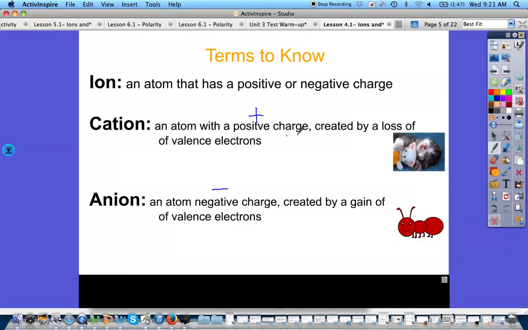So cation and anion. A cation, you take the positive sign and you make a little cat out of it. Positive cat, positive. Anion, an ant, is long and skinny, like the negative sign.